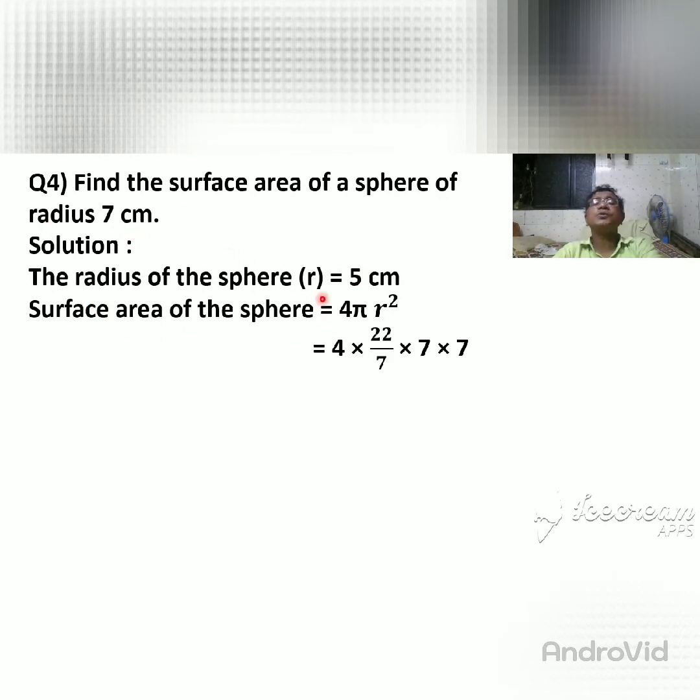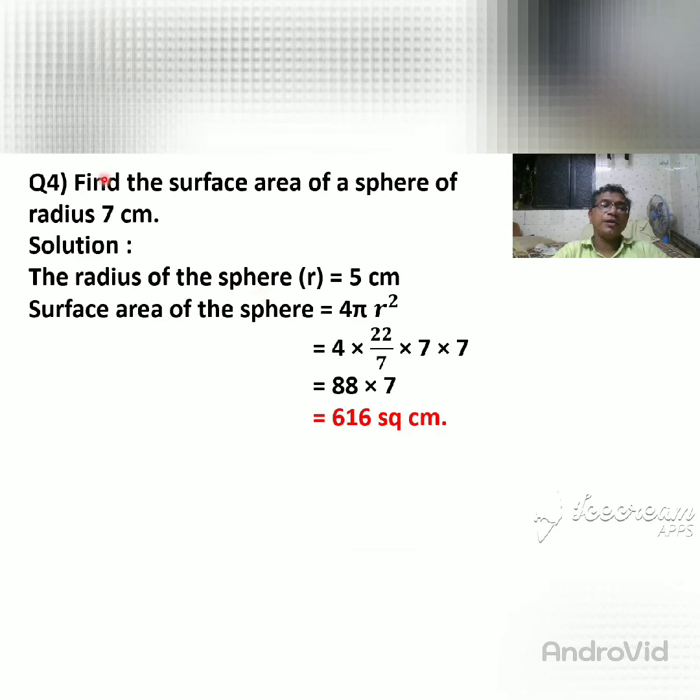So surface area of sphere is equal to 4 pi r square. 4 remains as it is into pi value 22 upon 7. Radius 7 into 7. So this 7 cancels. 4 into 22, 88. 88 into 7. 7 8s are 56. 6, 5 is carry. 7 8s are 56. 56 plus 5, 61. So 616 square centimeter.